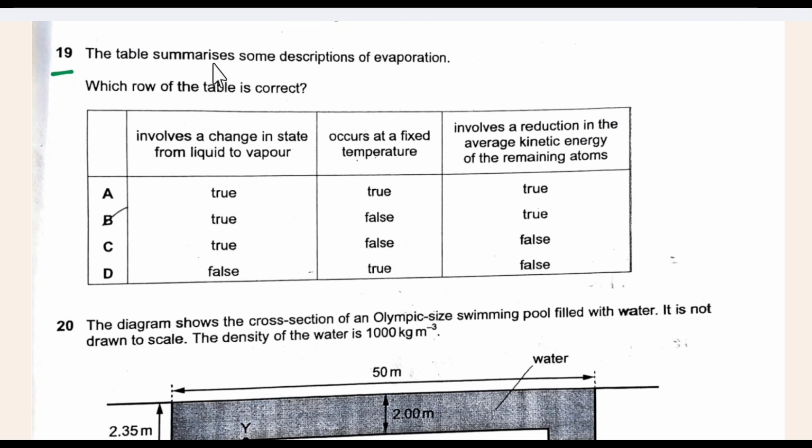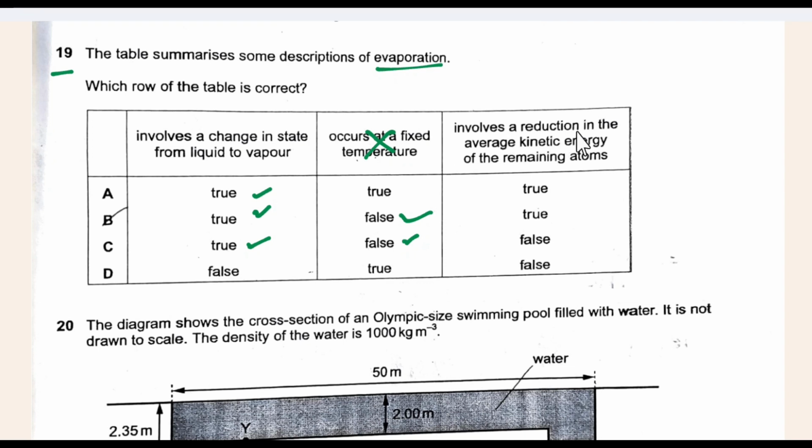Number 19. The table summarizes some descriptions of evaporation. Which row about the table is correct? Involves a change in state from a liquid to a vapor. Yes, evaporation causes a liquid to change its state to a vapor, so this statement is true. Then occurs at a fixed temperature. Boiling occurs at a fixed temperature, but evaporation occurs at any temperature, so this statement is false.